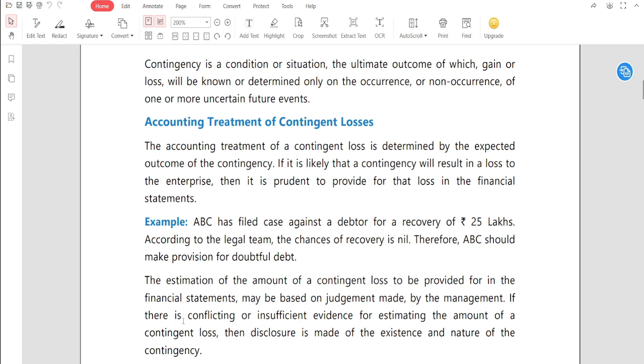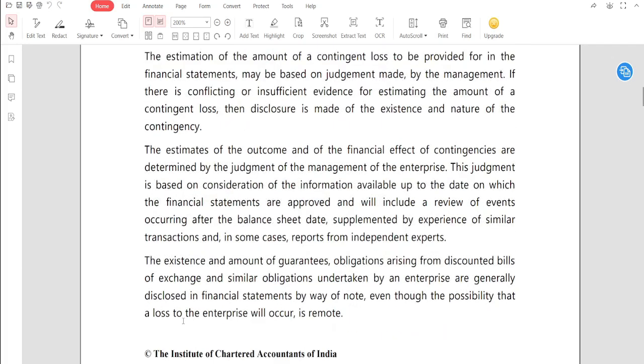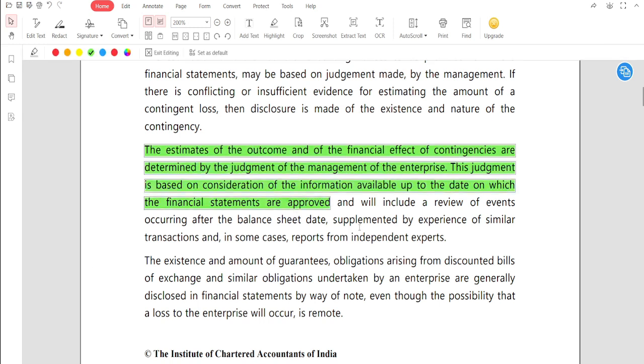And if there is insufficient evidence for estimating the amount, then disclosure will be made based on the existence and the nature of the contingency. Because if you are making a provision, na, aapko to disclose karna padega na, kya hai, kya nahi hai. You should disclose this. So these are the facts that we should understand. And the estimate of the outcome and of the financial effect of the contingency are determined by the judgment of the management of the enterprise. This judgment is based on consideration of the information available up to the date on which the financial statement is approved. Obviously, sir, the judgment should be based upon the information available to the management.